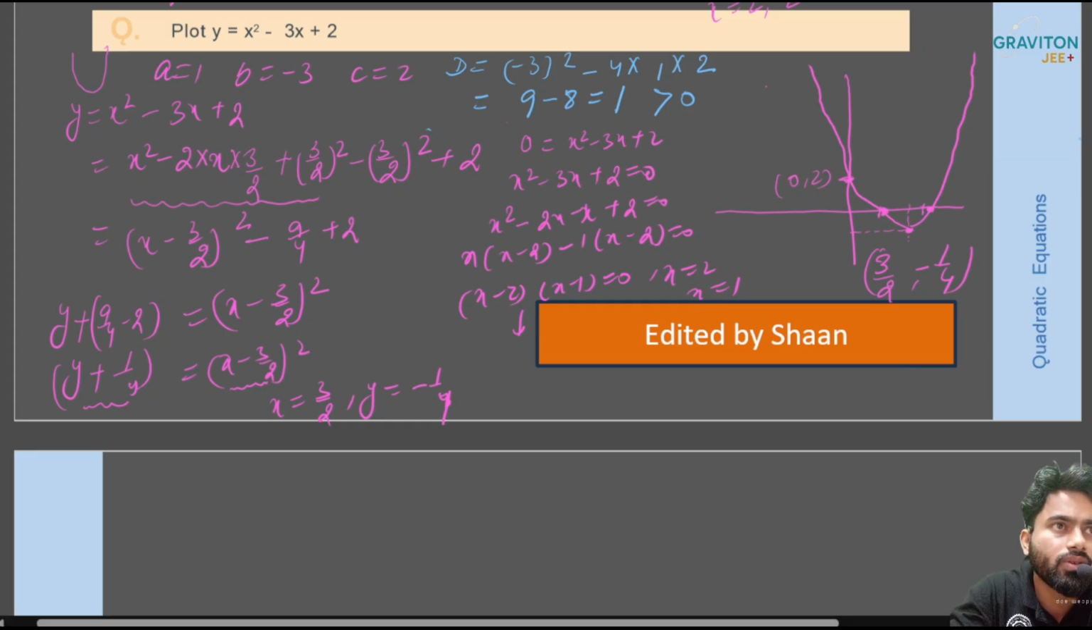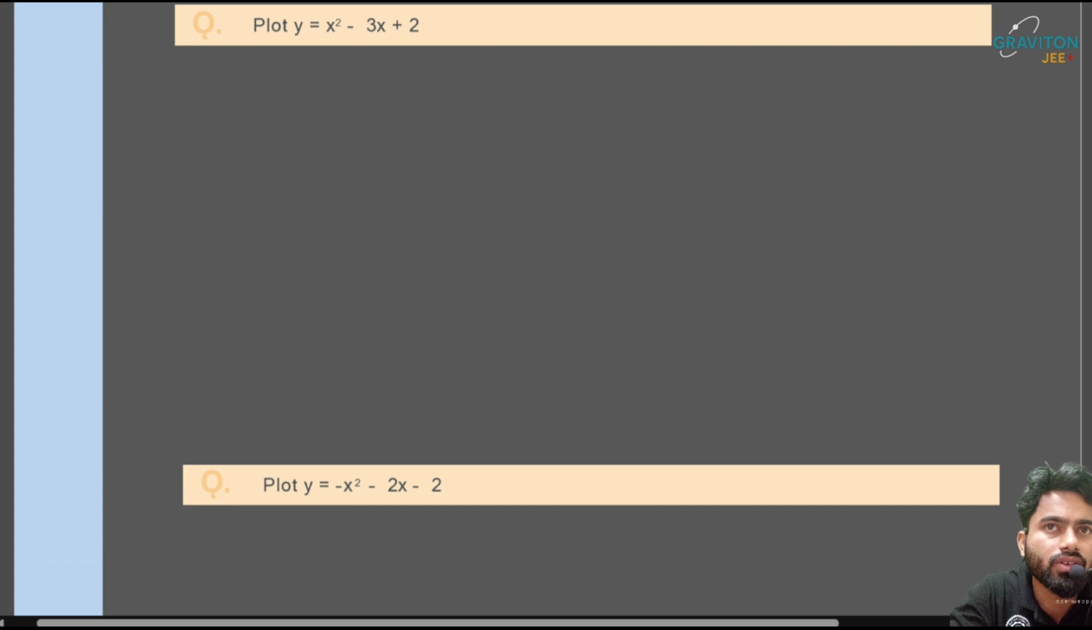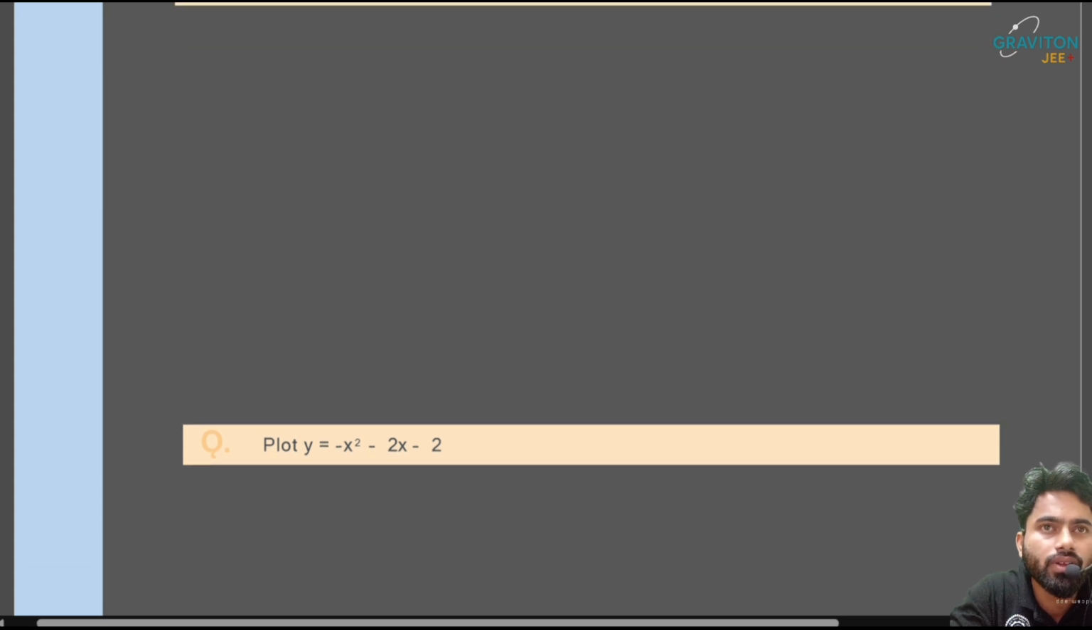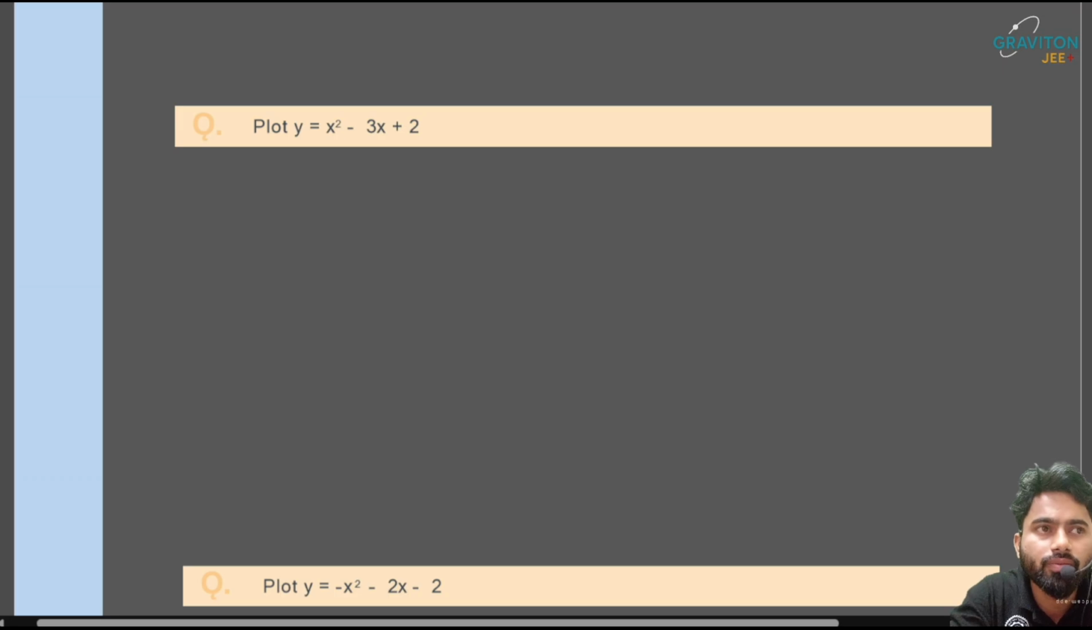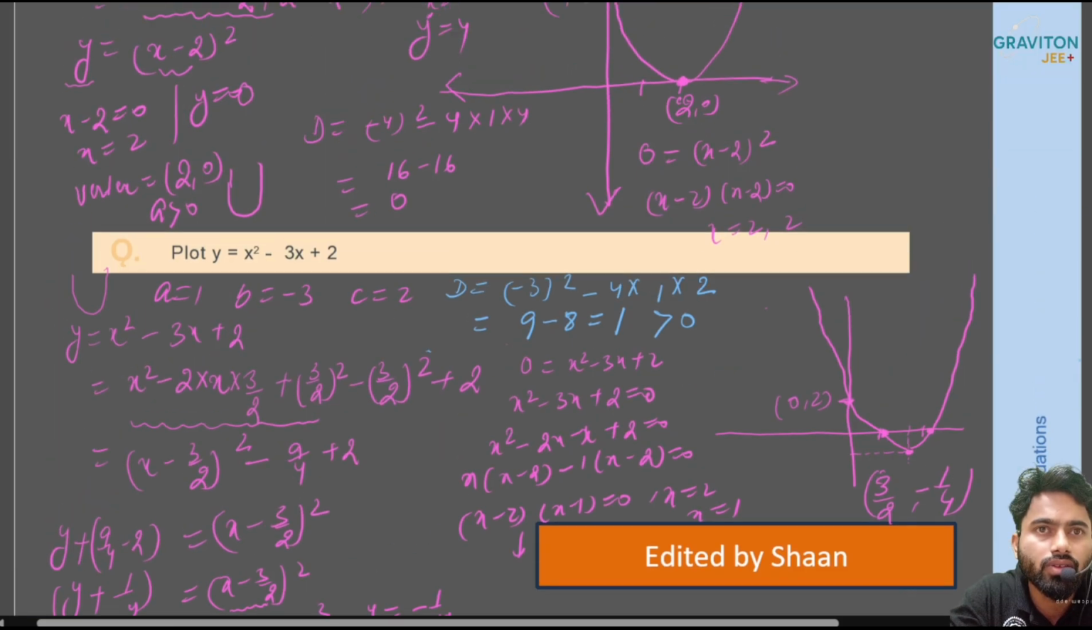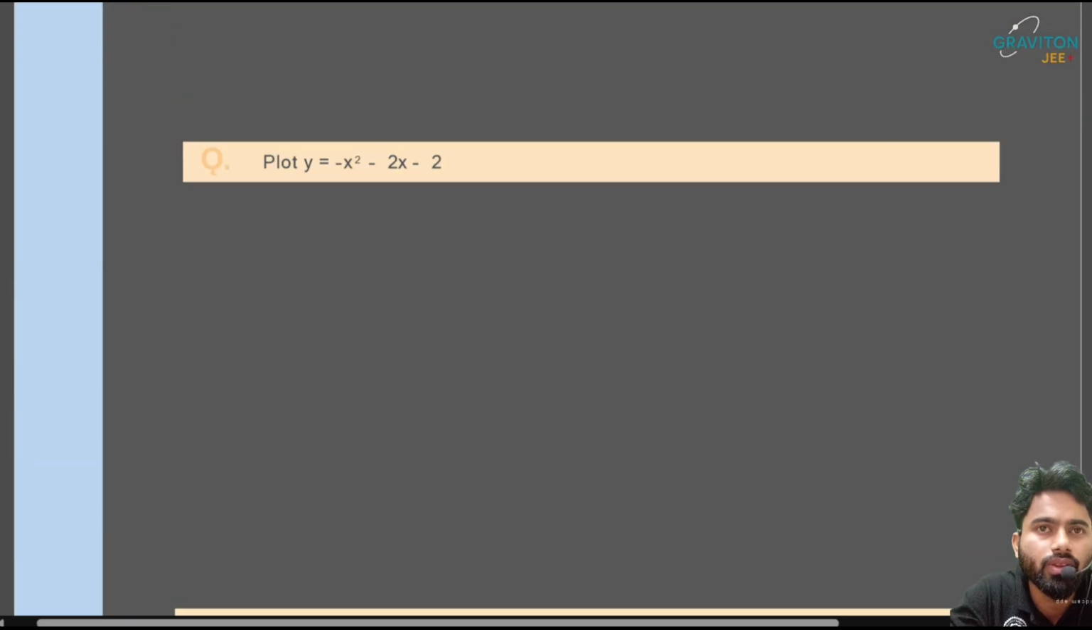Okay, now we will move to the next question. This question you can do in a similar manner. Here the leading coefficient a is positive and b is negative and c is equal to 2. I think both questions are the same.